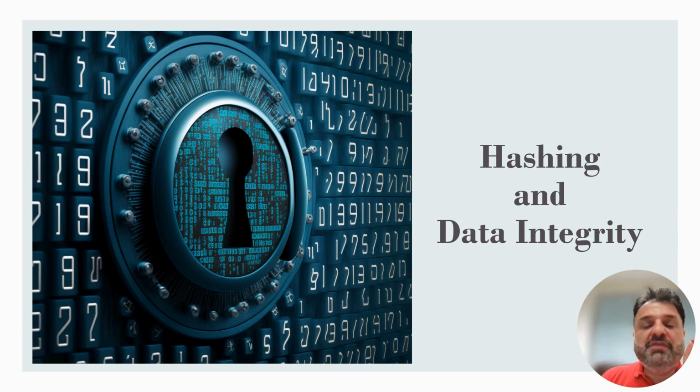Even the slightest change in the input, changing "hello" with a small h to a capital H, produces a completely different hash value. So, key properties here. The first property is that it is deterministic. The same input always produces the same hash value. The next one is fixed length. The output hash is always the same size regardless of the input size.